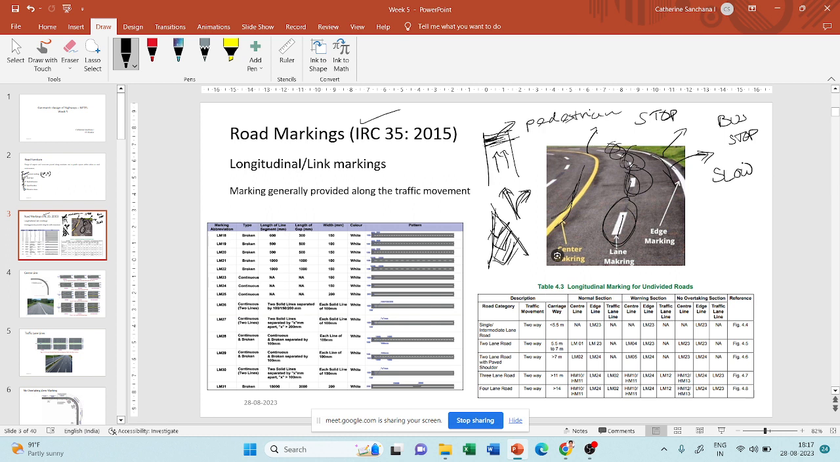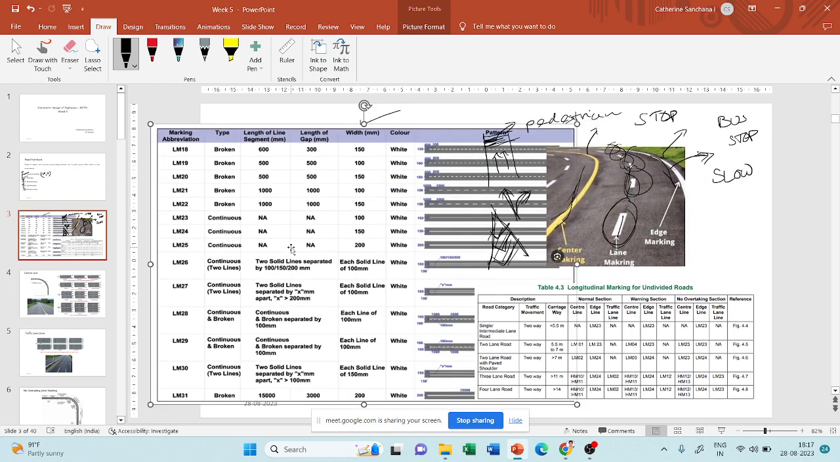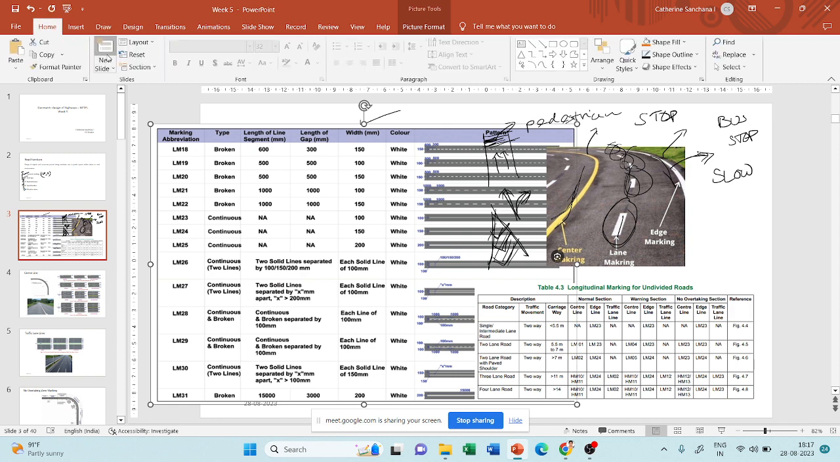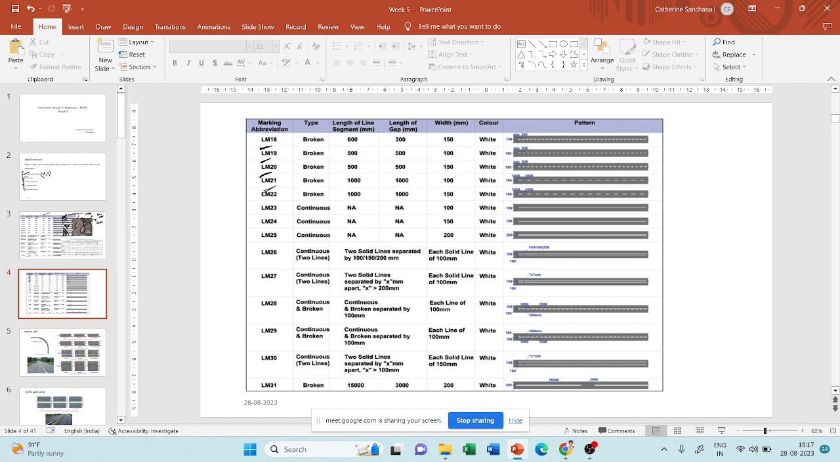Okay, so first we will begin with longitudinal markings. So what are longitudinal markings? This is straightforward. I told you it is parallel to the motion of traffic. But as I told you, there are many classifications to it. If you see, I will just enlarge this image. Okay, so this is taken from IRC 35, and each road marking is given a number.